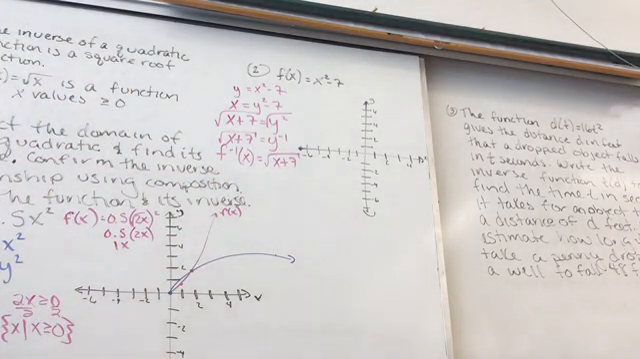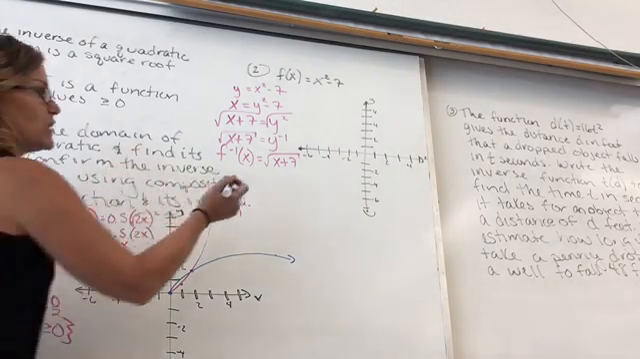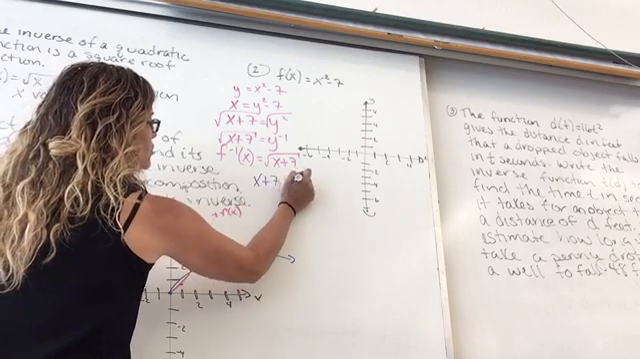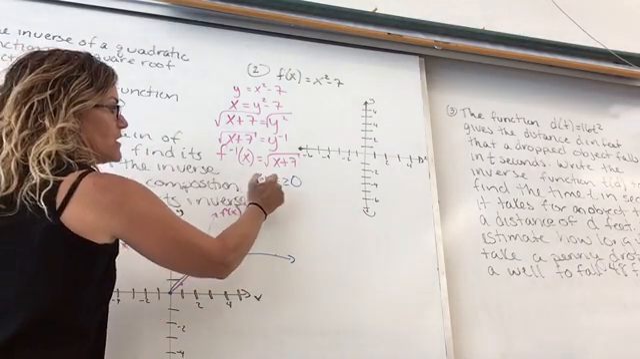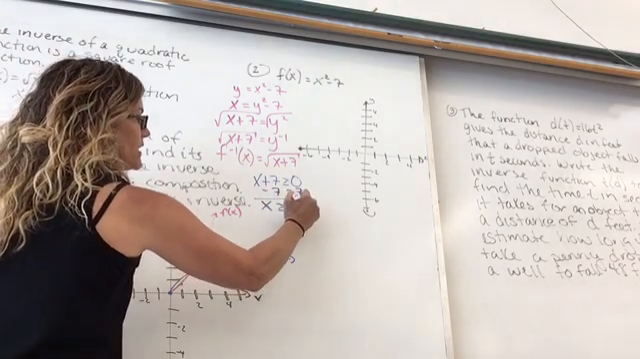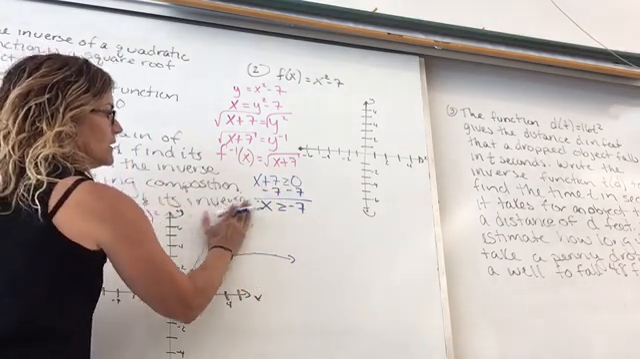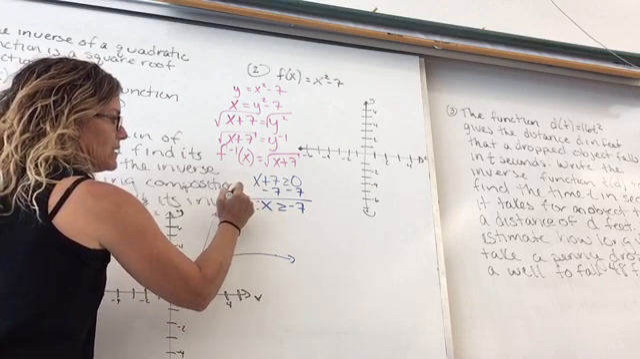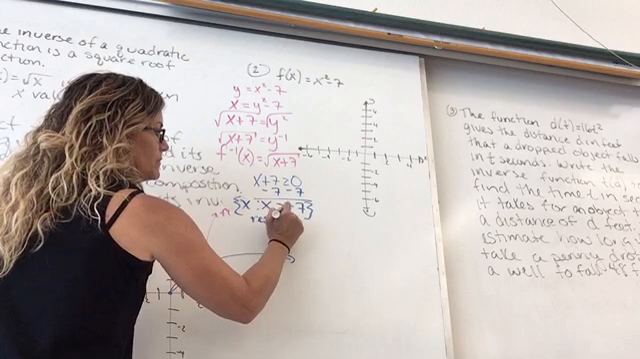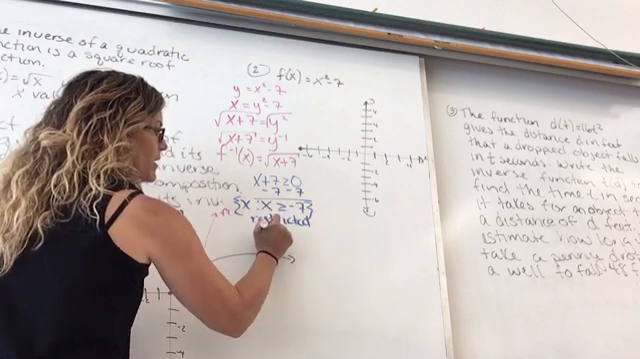Now remember, that radical has to be greater than 0. So I think the easiest way to restrict my domain is to say, all right, I know that it has to be greater than or equal to 0. So when I solve this for x, I get x is greater than or equal to -7. And this becomes my restriction. This is my restricted domain.